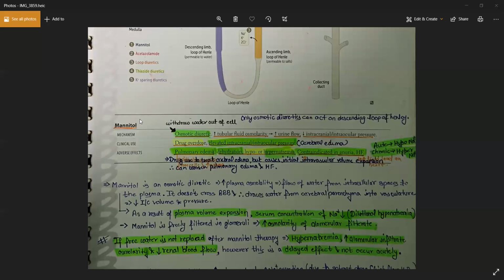Sodium glucose. Sodium glucose, what? Yeah, you're right. Going the right way.